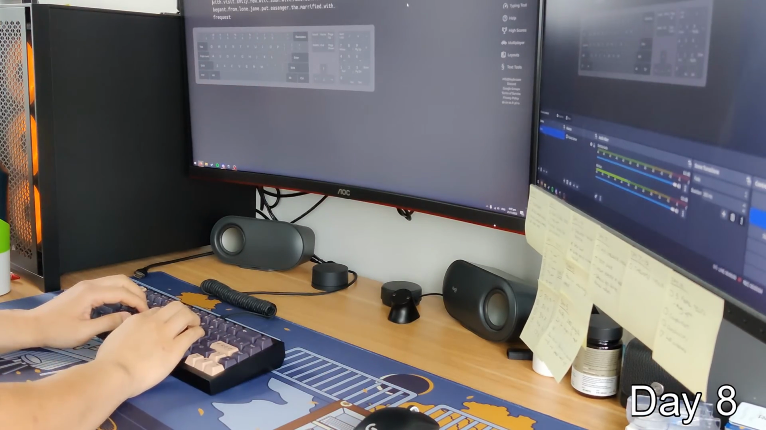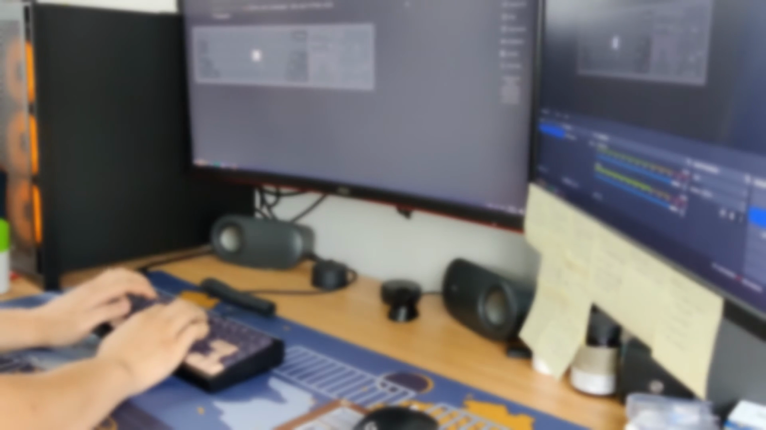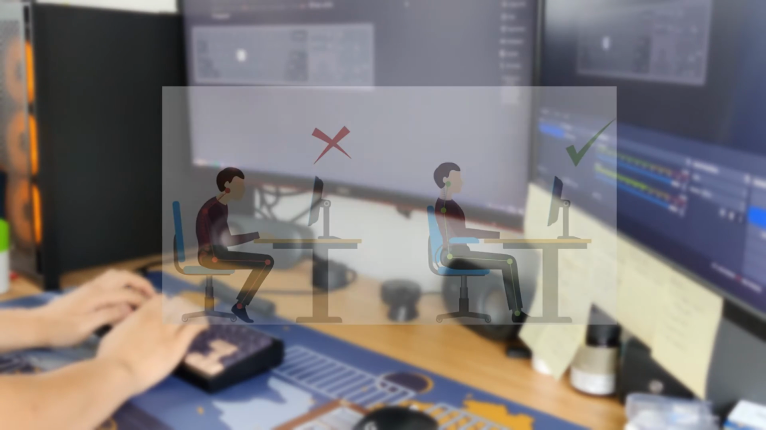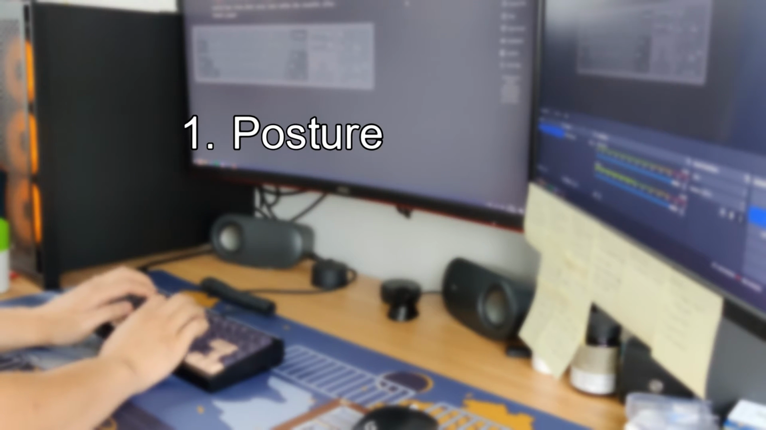With only 7 days left, I needed to make some serious improvements. So after a bit of research, I decided to make 3 changes. 1. Posture. As it turns out, sitting like a gremlin with 1 foot up wasn't helping me type. Proper posture helps you improve significantly, and this meant a straight back and neck, planted feet, and bent arms at 90 to 100 degrees.